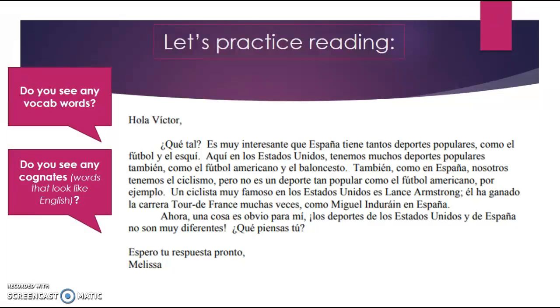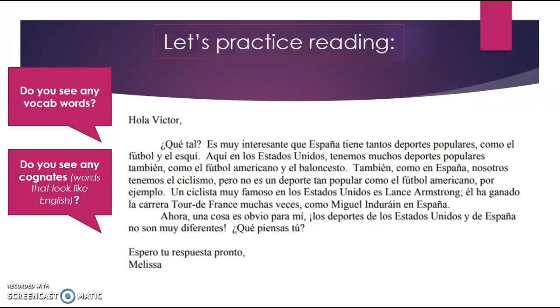And then they have a couple of people in the middle too. We have Lance Armstrong, and then we have Miguel Indurain. Okay, so take note as you see proper nouns, what are we talking about? We've also got some places here. Estados Unidos, we know that means United States. España, we know means Spain.